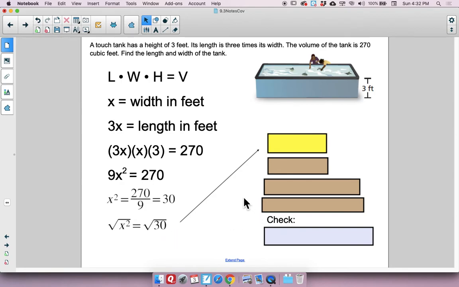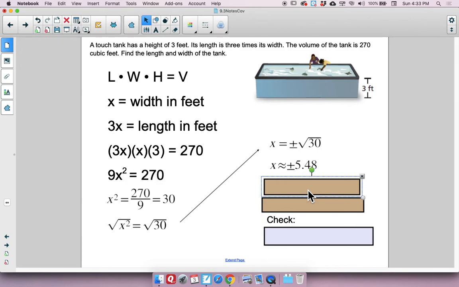Take the square root of both sides. So x equals, is there a perfect square factor I can pull out of 30? No. So it's about 5.48. That's what x is. Okay, so now we need to answer the question. Find the length and width of the tank. So the width's going to be what? 5.48. And the length would just be 3 times that.